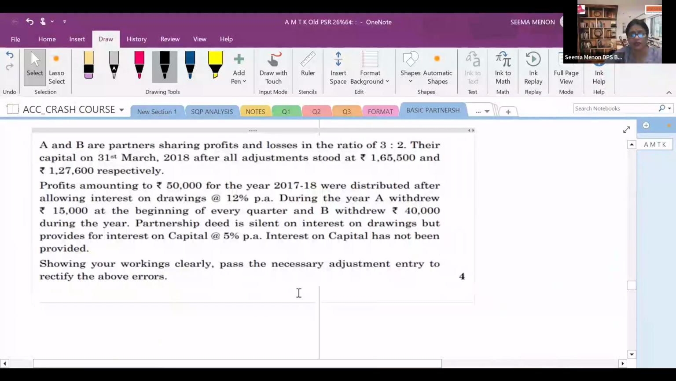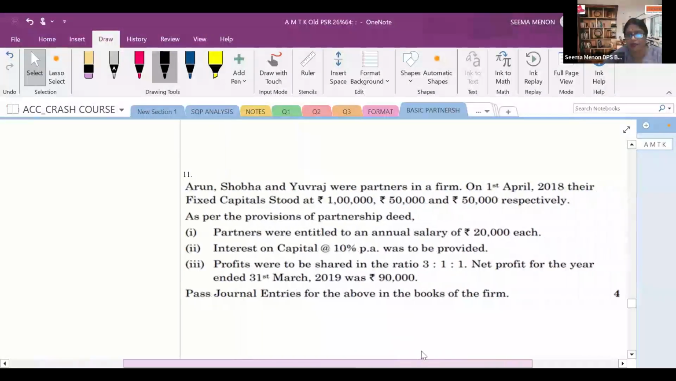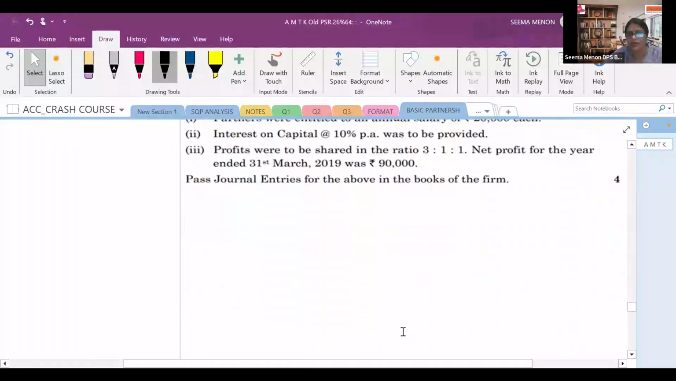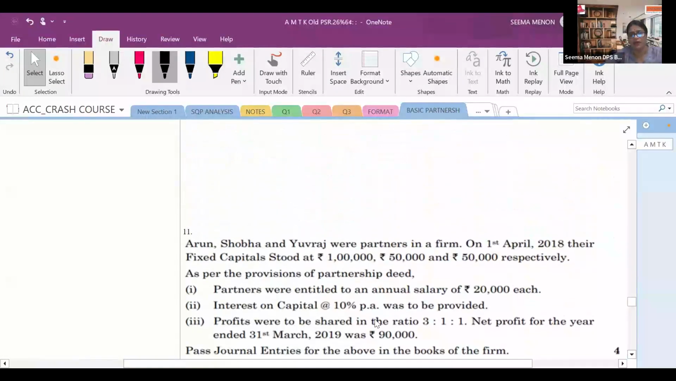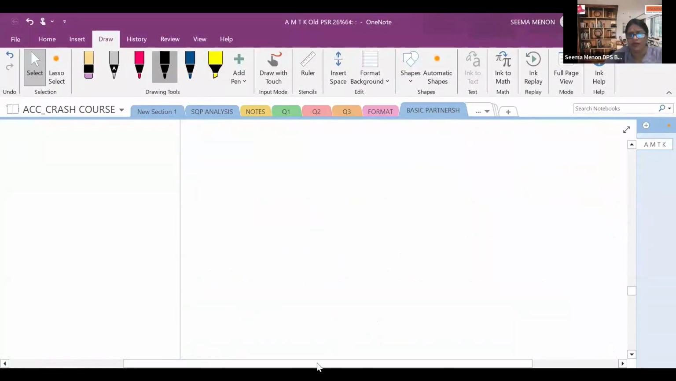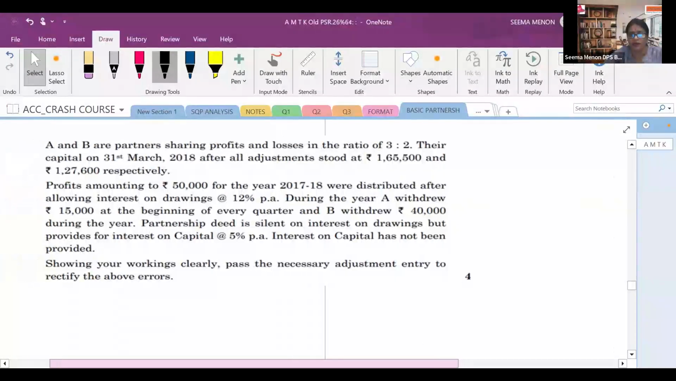A very interesting question only. And that is a long question. I don't know whether we will be able to complete that question or not. And one more question is given here. So even we can pass the journal entry for this also. And after that, the questions are there, but we may not be able to complete within the stipulated time limit. Okay.